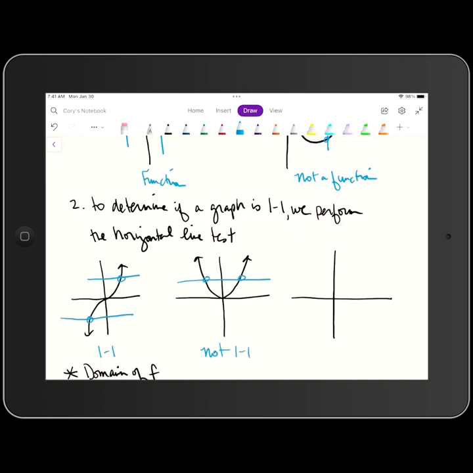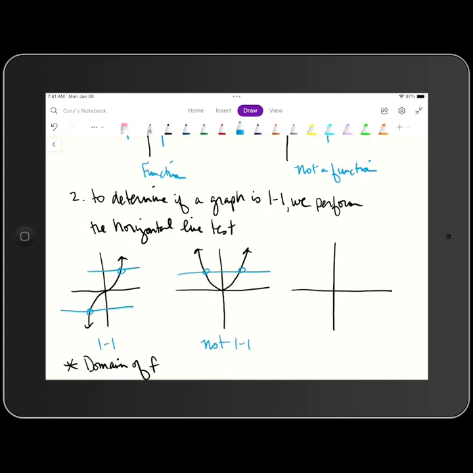So this is not one-to-one. Another function that we looked at in class that is not one-to-one, way back at the very start of class, is the function the absolute value of x. If we draw a horizontal line anywhere except at the corner of that graph, it's going to intersect the graph in more than one point. So again, this is not one-to-one as well.